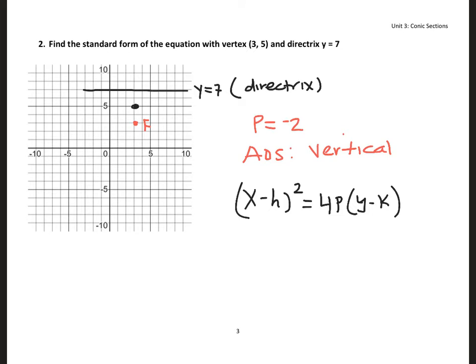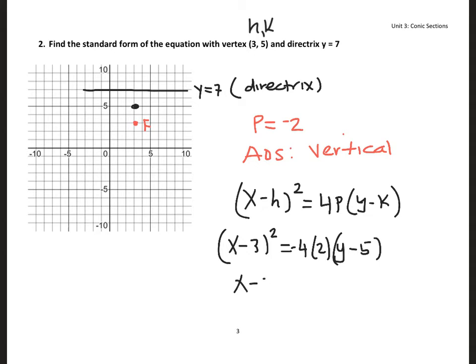Do I know the vertex? Yes, it's right there. And what else do I need to know? Okay, and I know the value of p, so this is just going to be x minus h, which is 3, squared is equals to minus 4 times 2 y minus 5. So x minus 3 squared is equals to minus 8 y minus 5. So there's my equation there.